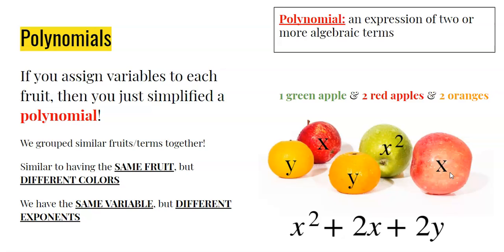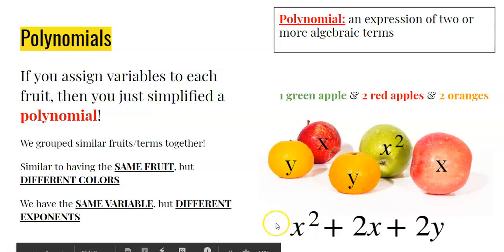Well, this goes into what we're going to deal with in polynomials. If we assign a variable to each fruit, for example, the reds are x, my greens are x squared, and my oranges are y, then we can write a polynomial where we have 1 green apple, 2 red apples, and 2 oranges. Now be careful here. Notice, even though we have the same variable, they have different exponents. So these are not like terms. I cannot combine these two because they have different exponents. Similar to having the same fruit but different colors, we can have the same variables with different exponents.